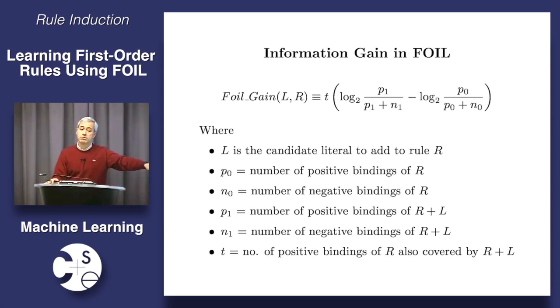Because remember, what happened in propositional rule induction is that as I added more literals, the number of examples always went down. At best, it stayed the same, but adding more antecedents meant I was going to cover fewer examples. What happens in this case when I add more antecedents? Does the number of examples always go down? No, in fact, it could go up by leaps and bounds.